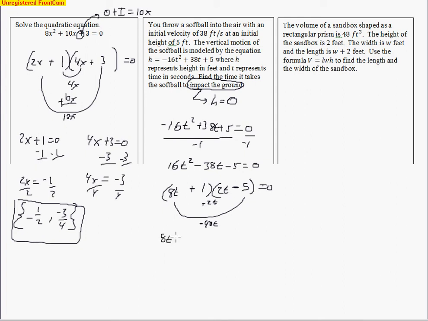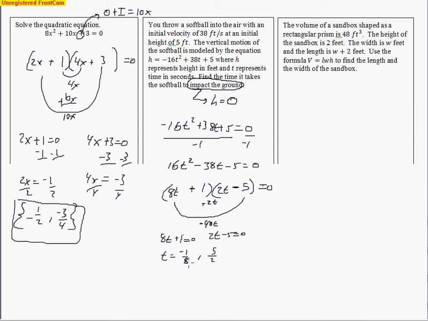I do this by using the zero product property. I set the factors equal to 0, and I'm coming up with 2 different answers. As we had seen before, you're subtracting 1, dividing by 8, so we end up with a negative 1/8. Here, I add the 5, so I get positive 5, and divide by 2, I get positive 5/2.